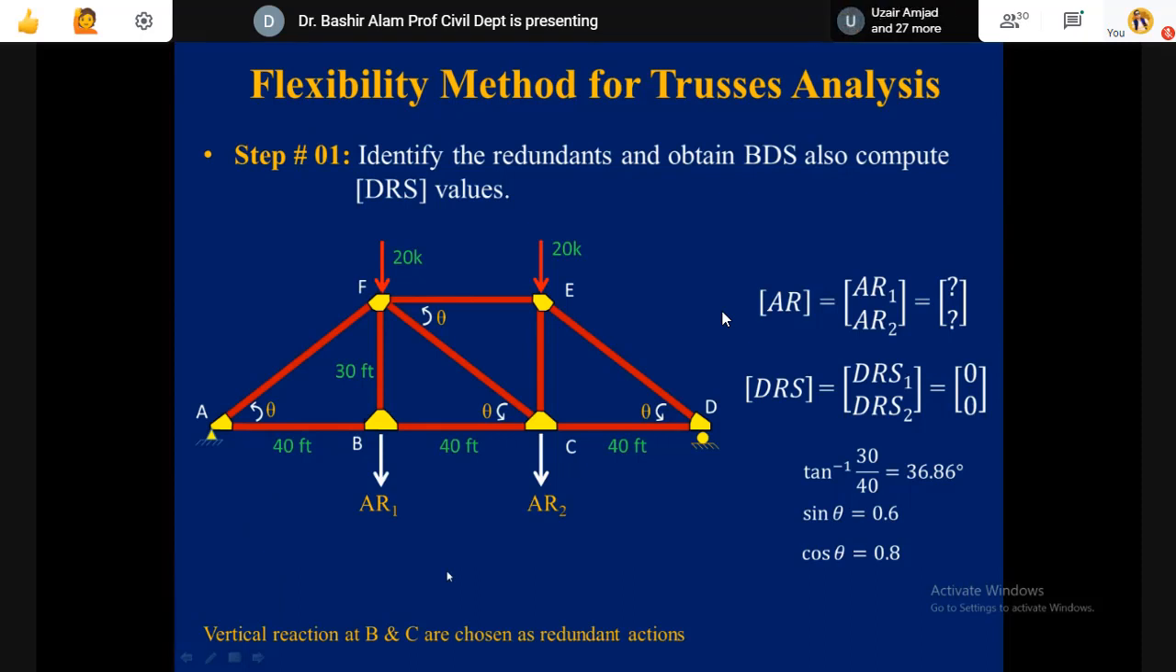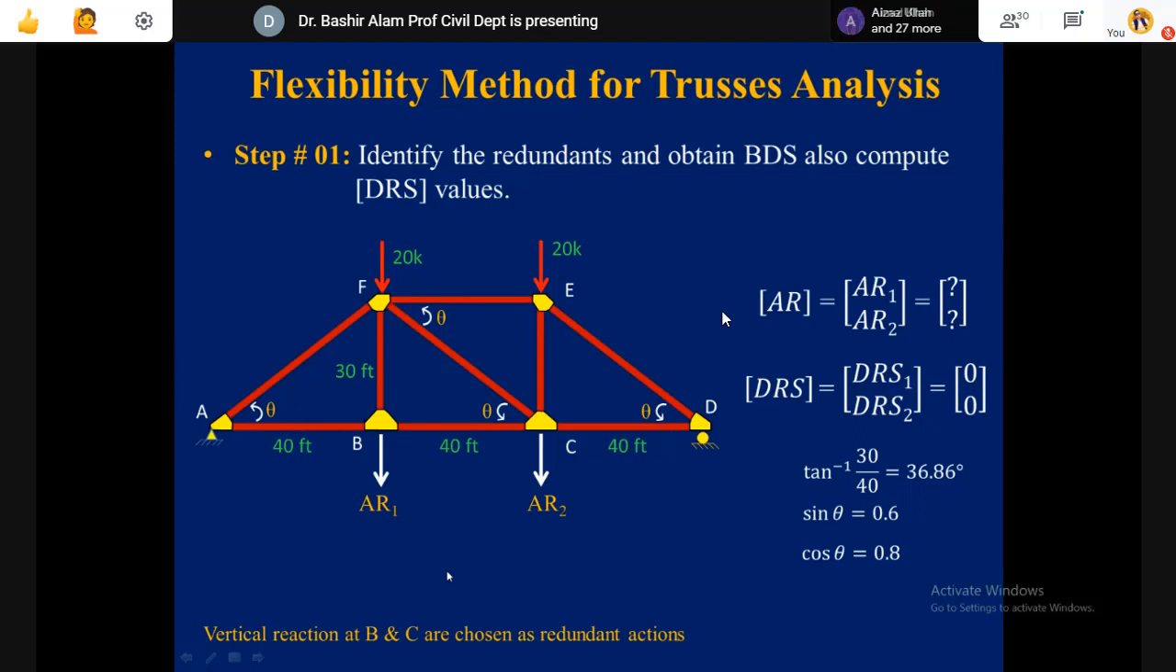Now, just a layman can tell me how come AR1 and AR2 should be upward directed to react against these 20 kip and 20 kip loads which are acting in the downward direction.